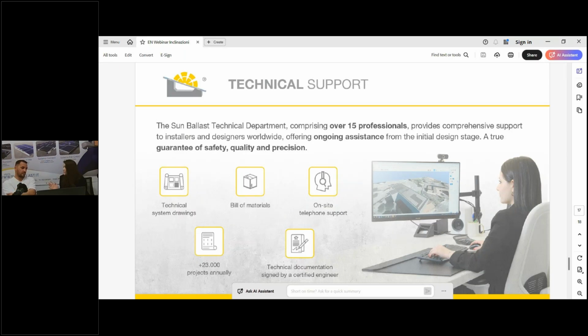So we do all the calculations. We guarantee you that the system is going to be resistant to the wind load on the area and the static load on the roof. All this is mentioned in the technical drawing that we share with the clients, right? But if you still need a signed authorization from our technician, you can still get it for a fee, right?